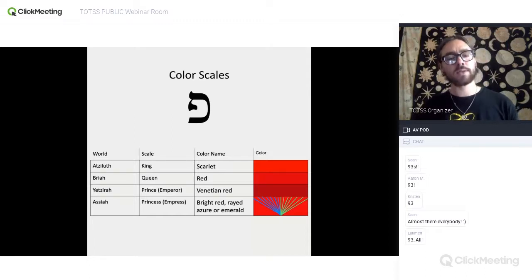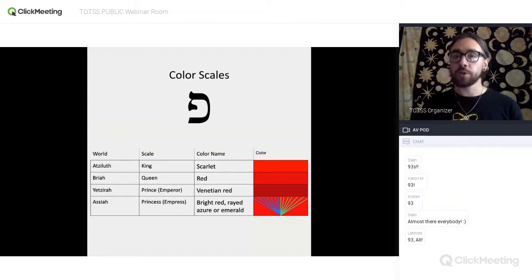And then for our princess scale, we have an interesting thing here. We have bright red, and then like all the double letters, all the letters associated with planets, we have rayed. But this one actually gives an alternative. So it can be rayed either azure or emerald, which is very interesting.